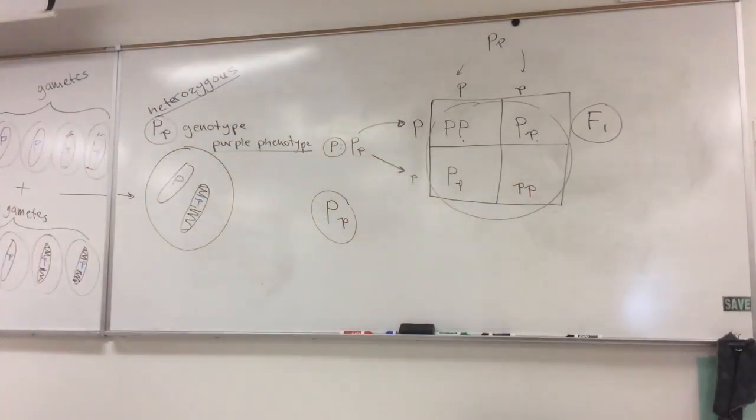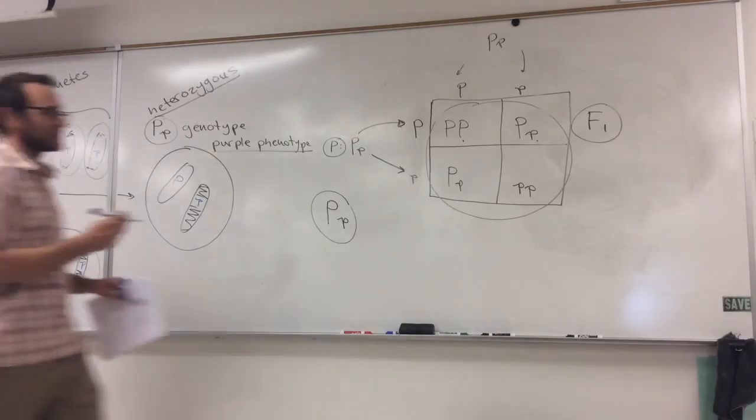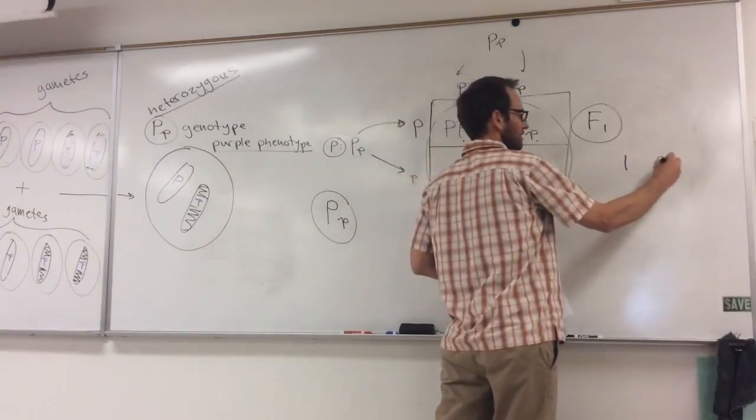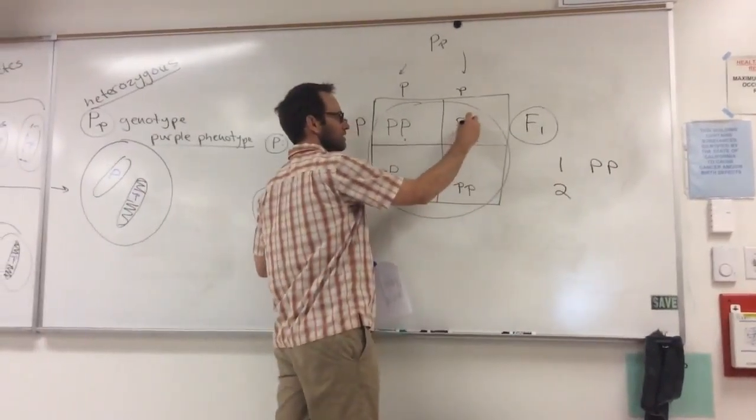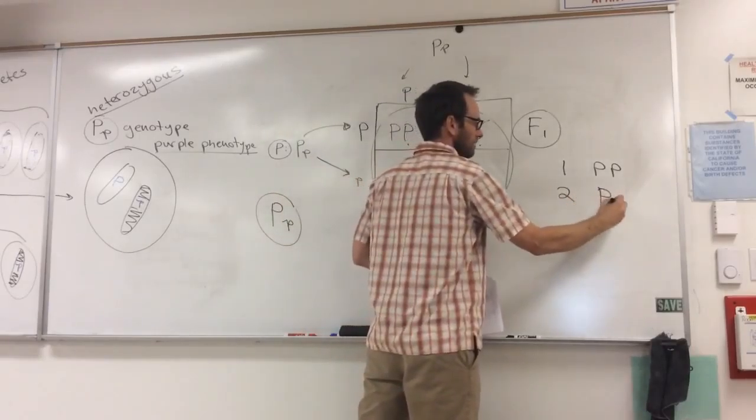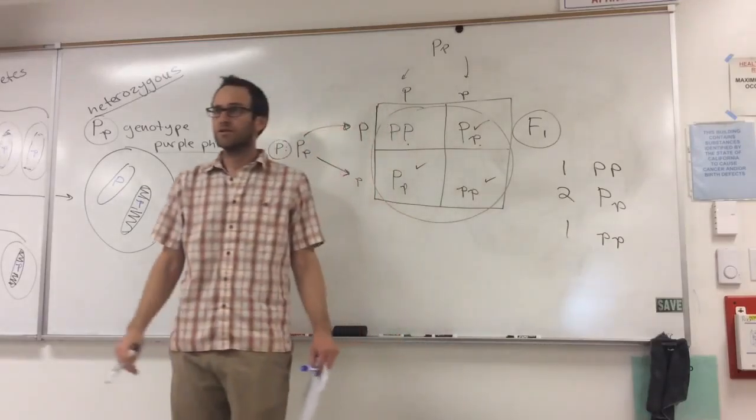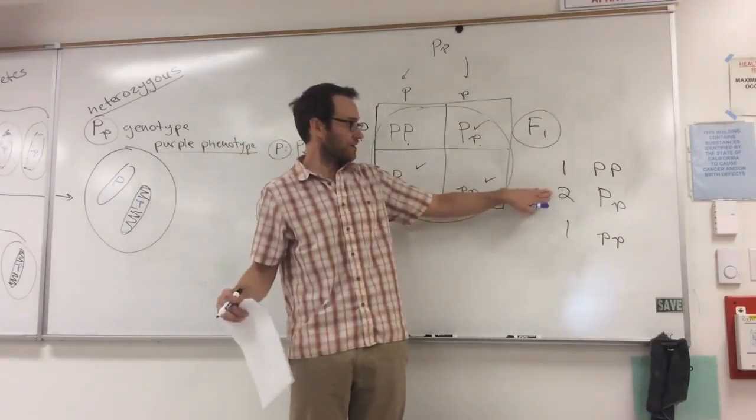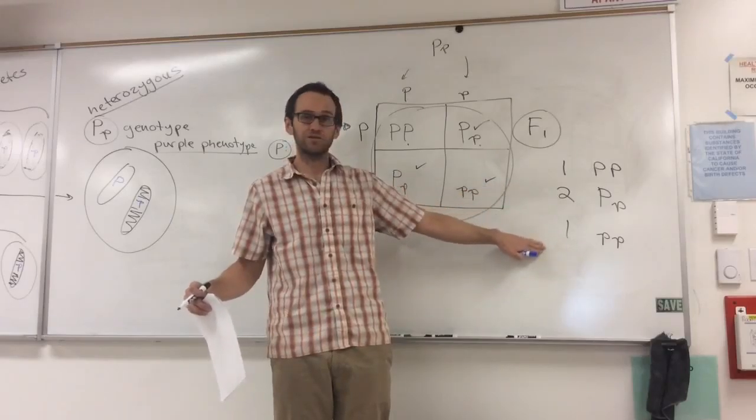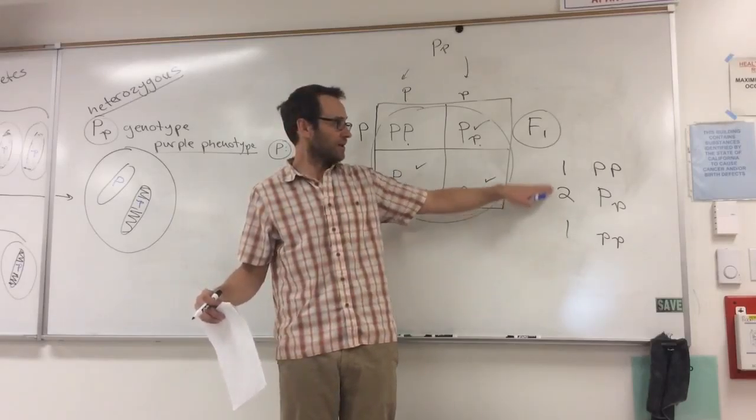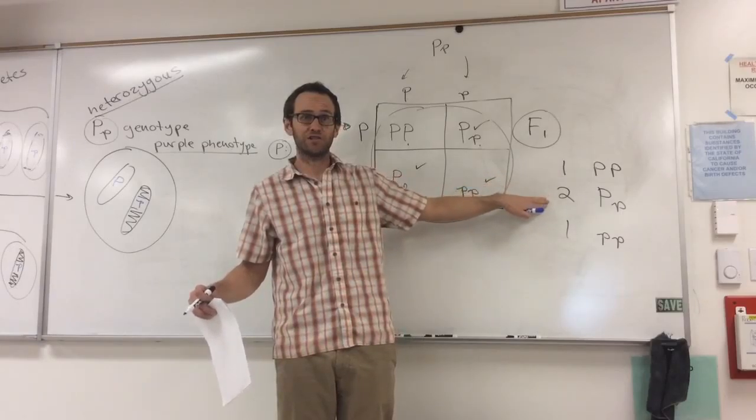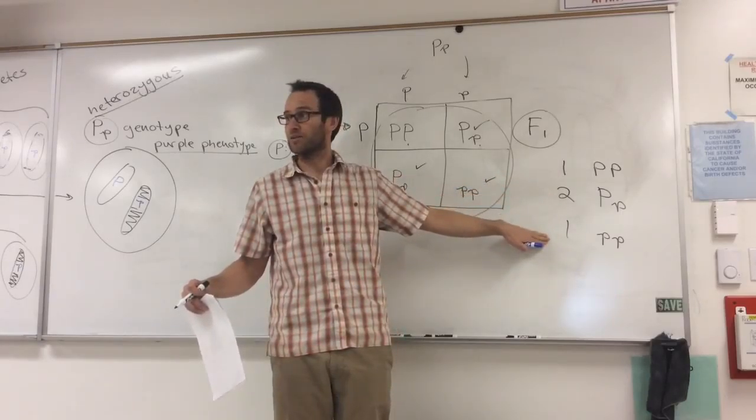So what ratio, what magic Mendelian ratio did we just uncover here? Does everybody see that it's a 1 to 2 to 1 ratio? And so what comes out of this is going to be 1 part big P, 2 parts big P, little p, and 1 part little p, little p. So in phenotype, it'll be a 3 to 1 ratio of purple to white, but it will be 1 part true breeding purple, 2 parts non-true breeding purple, and 1 part true breeding white.